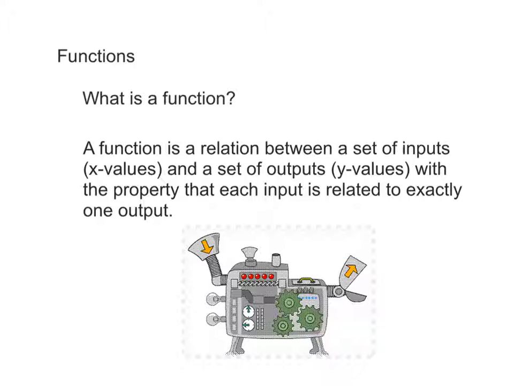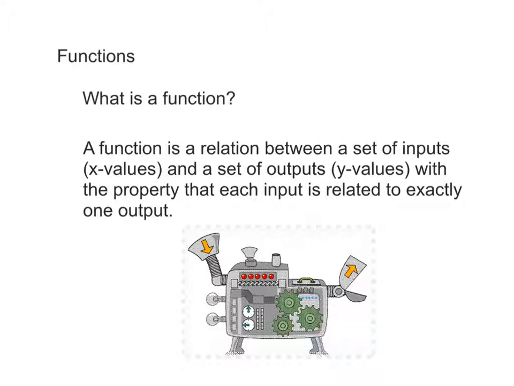It says a function is a relation between a set of inputs, which we generally think of as x values, and a set of outputs, which are normally y values, with the property that each input is related to exactly one output. And that's the special part about a function. Each input is related to exactly one output. When you have a relation, which we've been talking about, you could have one input that has multiple outputs, but if it's a function, it has only one.